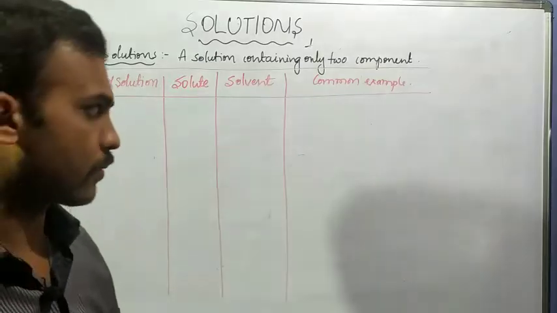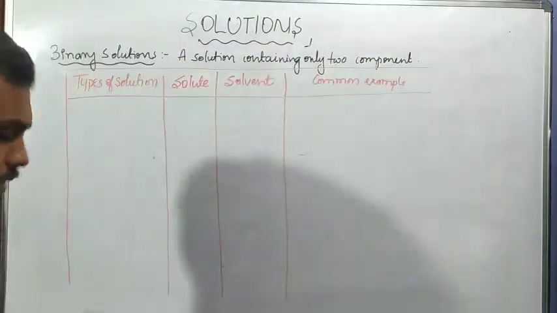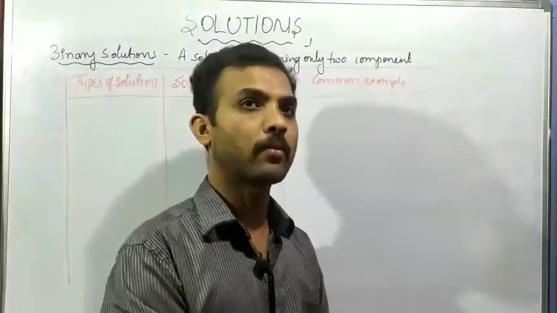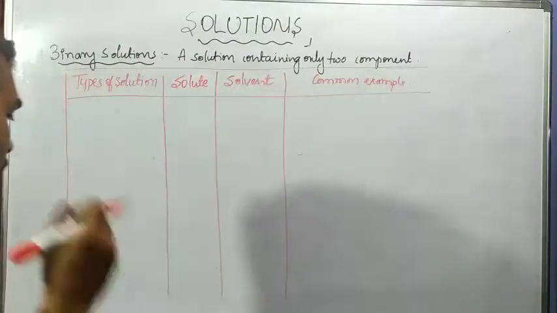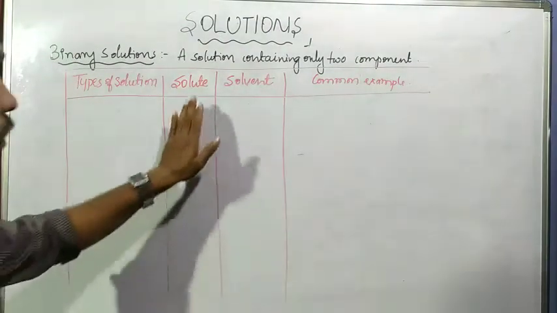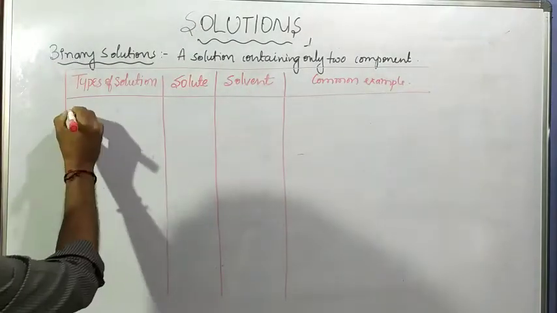ಹಾಗಾದ್ರೆ what are the types of binary solution, right? So very important. Always they will ask some example and ask which type of system it is. Okay, so here I have given the types of solution: solute, solvent, and the common example. First we will go for the gaseous, right?